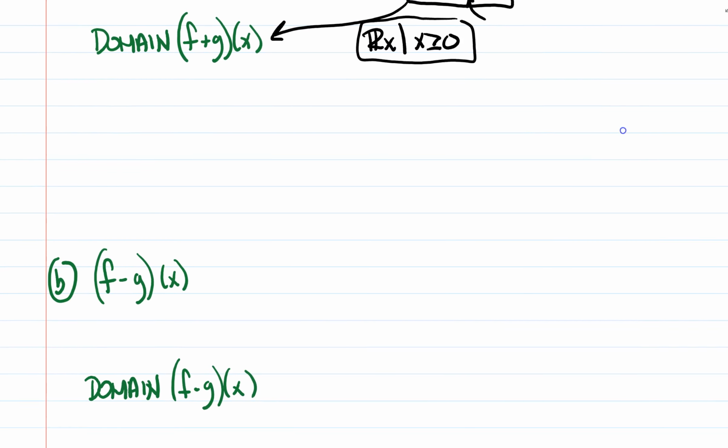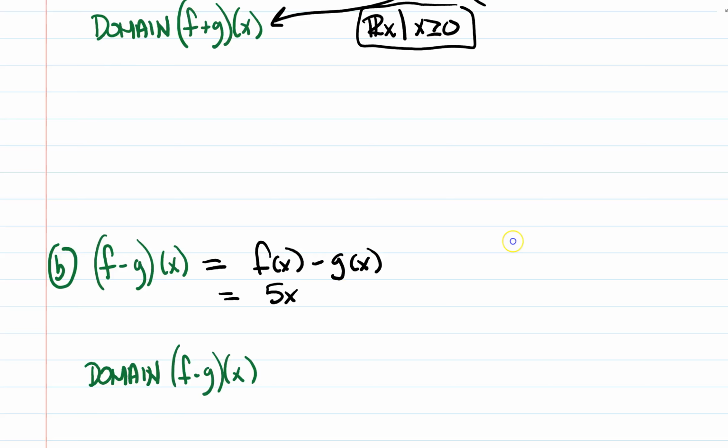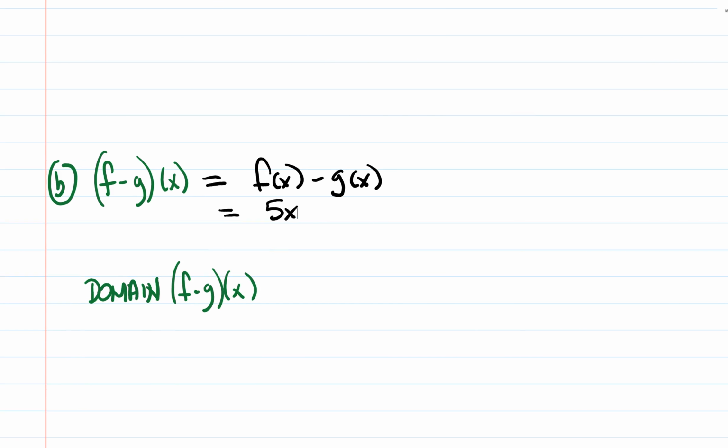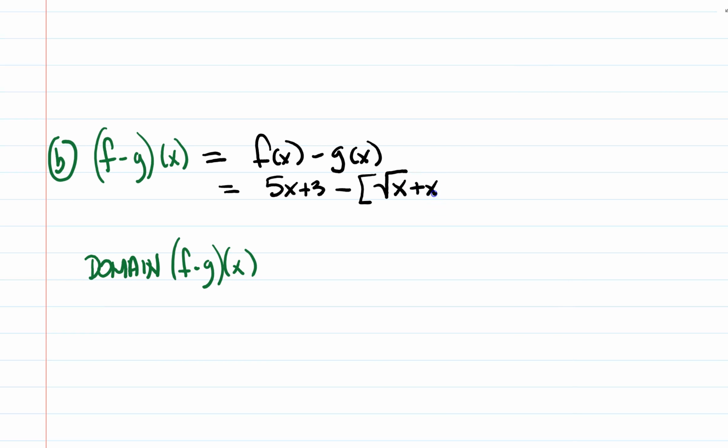Let's do part B. Let's find f minus g of x. Again, this literally just means f of x minus g of x. f of x was 5x plus 3, and then minus g of x, which is the square root of x plus x. Look how I have a bracket after my minus sign to remind myself that everything to the right of the minus sign is negative.